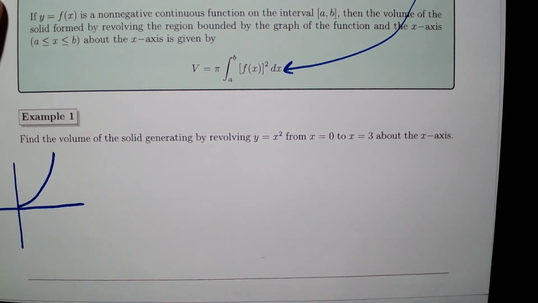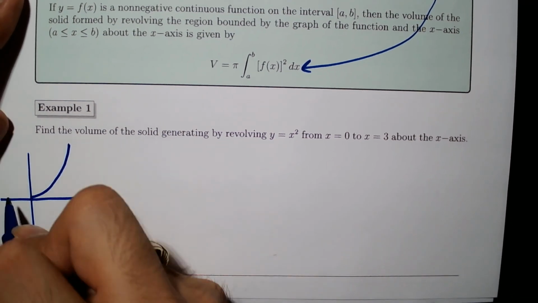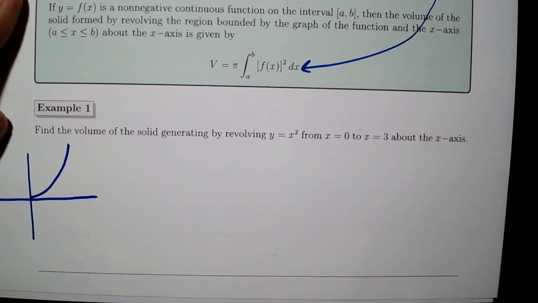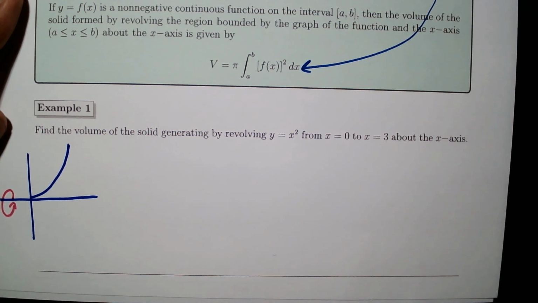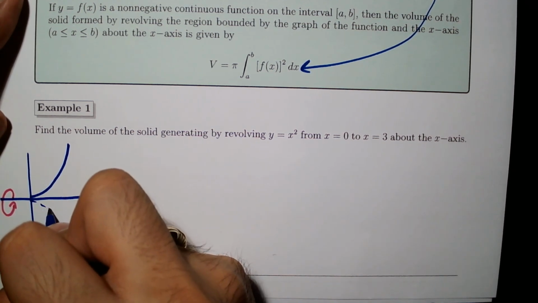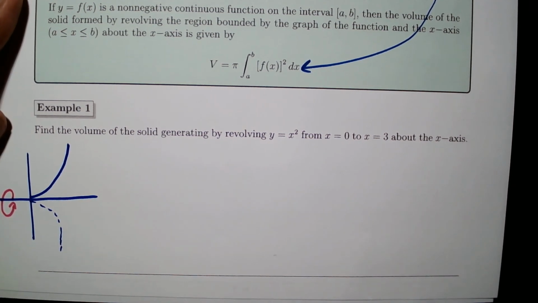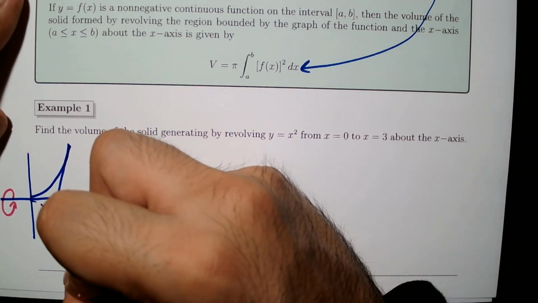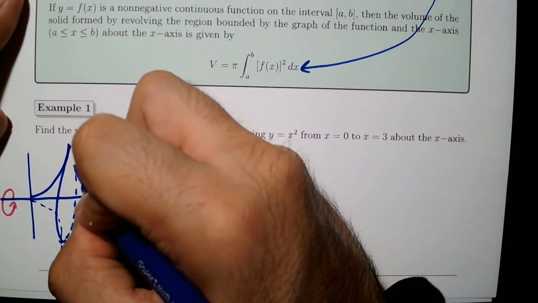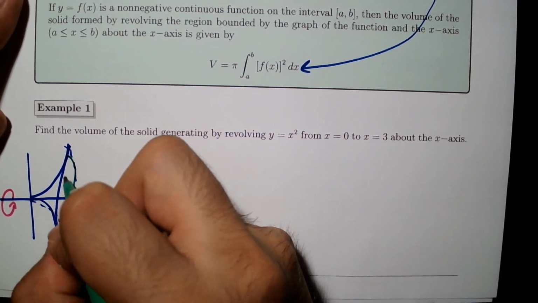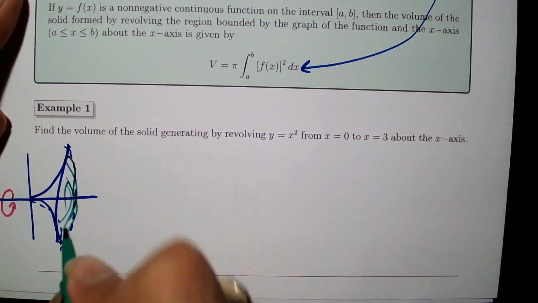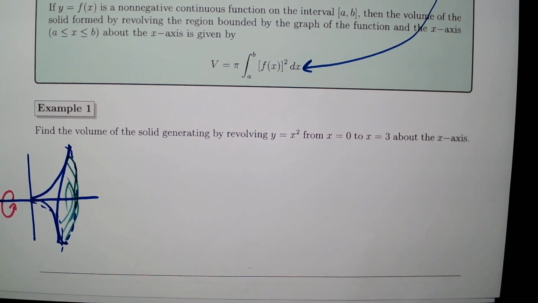Okay, parabola. But in this case, we're going to rotate this about the x-axis. So the following solid is going to get generated. Some solid like this. We are going to get this solid. It's going to look like a Kisses chocolate if you look at this. So let's set up the problem.